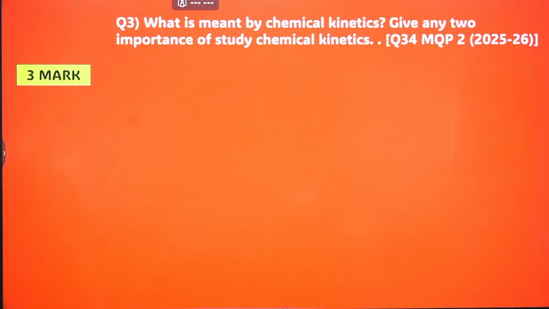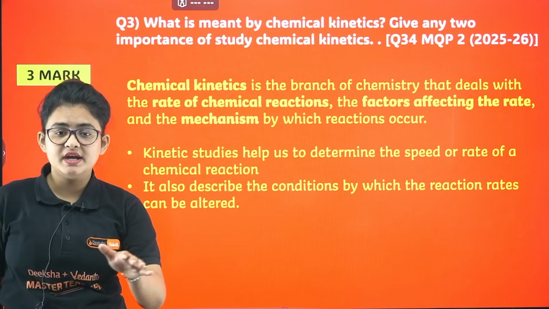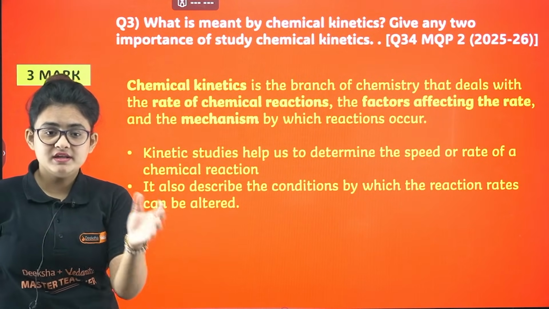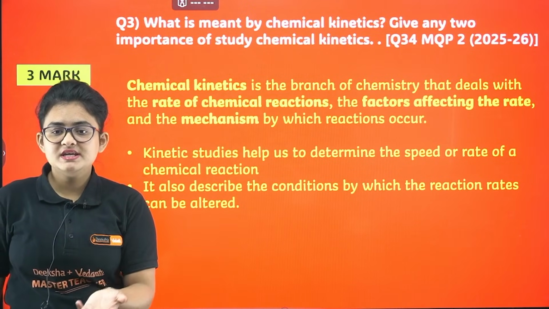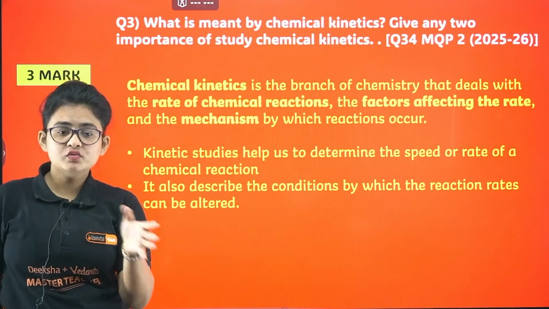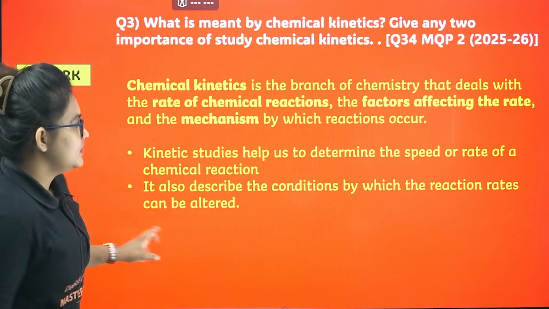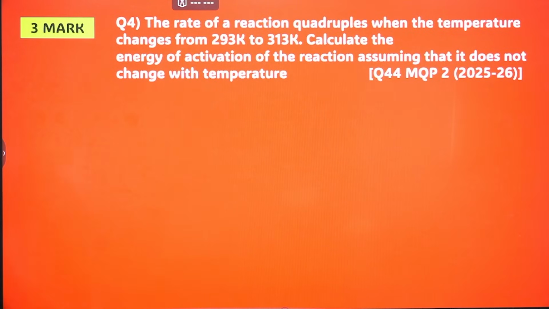Let's proceed. What is meant by chemical kinetics? Give any two importance. Chemical kinetics is basically a branch of chemistry that deals with the rate of a chemical reaction and definitely different factors that affect the rate. Okay, it helps us to determine the speed or rate of a reaction and also how the rates can be altered. Proceed. Next, one more numerical. The rate of a reaction quadruples when the temperature changes from 293 to 313 Kelvin. Calculate the energy of activation.